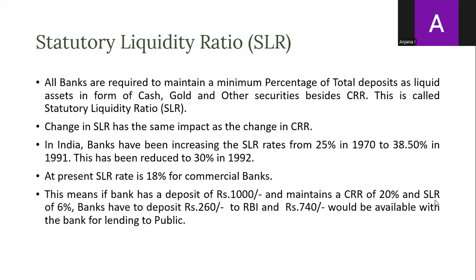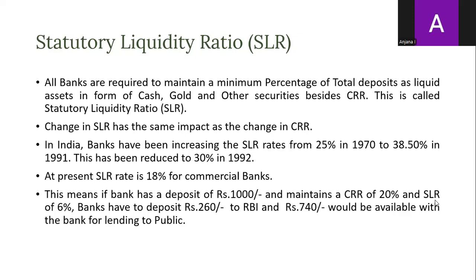The next ratio is the statutory liquidity ratio, also called the SLR. All banks are required to maintain a minimum percentage of total deposits as liquid assets in the form of cash, gold, and other securities besides CRR. This is called the statutory liquidity ratio. A change in SLR has the same impact as a change in CRR. In India, the SLR was increased from 25% in 1970 to 38.5% in 1990. This was reduced to 30% in 1992. At present, the SLR rate is 18% for commercial banks.